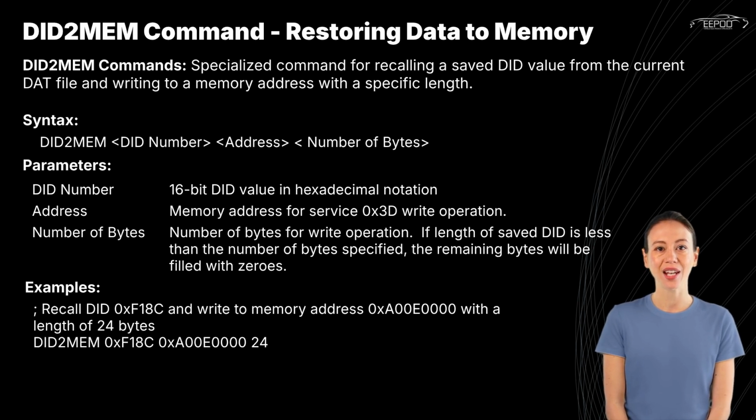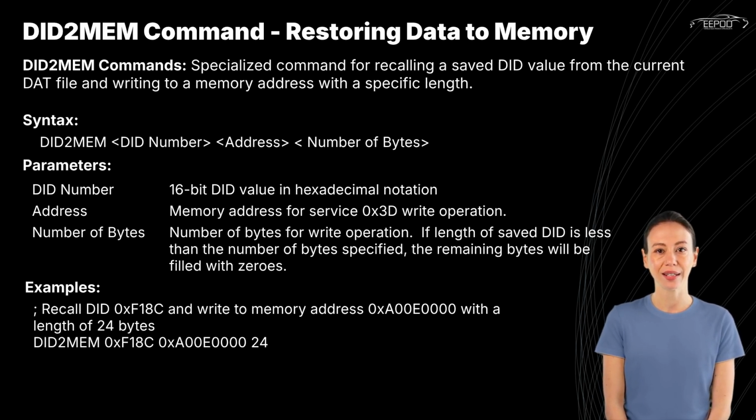What it does: DID2MEM takes a DID that was previously saved with DID save and writes it into memory using service 3D, direct memory write. It's meant for those cases where a reflash erased important values like part numbers F188, serial numbers F18C, or custom config DIDs like DE00 or DE01. Syntax: the DID saved identifier, like hex F18C; the memory address where you want to write it; and the byte count, how much to write. Fill with zeros if less than that.